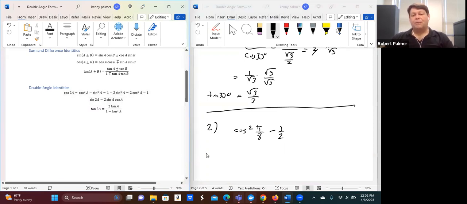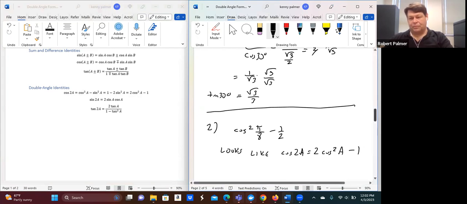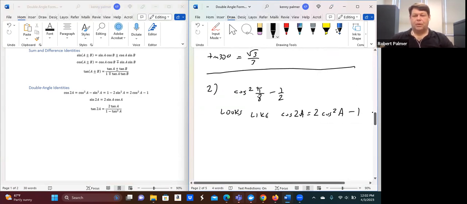We'll look for one that has a cosine squared, and obviously this one has cosine squared. This one does not have a sine squared. So the closest one is this expression right here. It looks the most like this, but it's not exactly like that, and we'll talk about that. So this looks like cosine of 2a is equal to 2 times the cosine squared of a minus 1. It's the closest to that, but you notice it's not exactly the same.